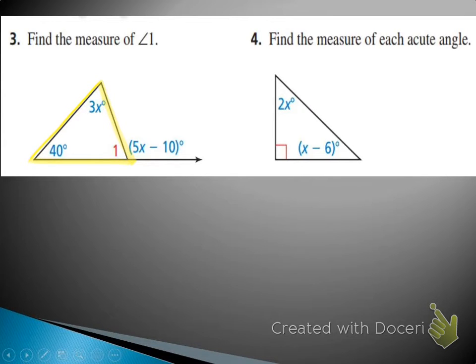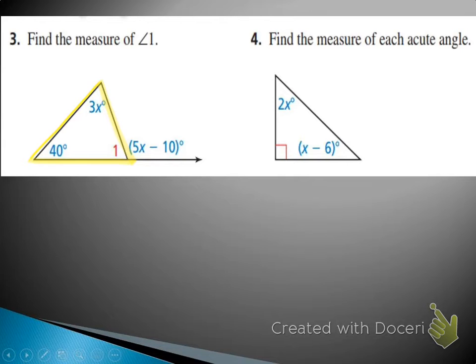You know there's 3 angles in a triangle. What do you know they add up to? 180. We know this one is 40 degrees, and this one is 3 times whatever x is. We have nothing about this angle other than its name is 1. You cannot name it x. Can anybody guess why you cannot just slap an x there?